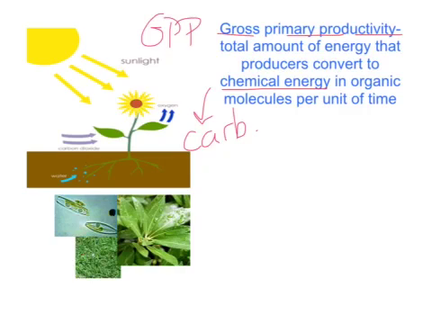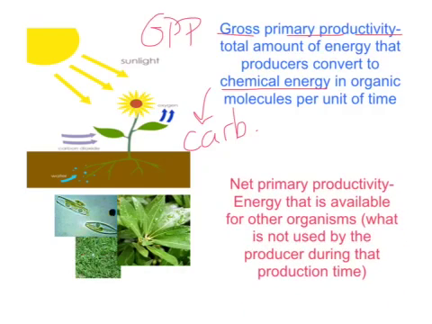Our net primary productivity is going to be the energy that is available for the other organisms. Basically, it's what the producer didn't use, but it has to be during that same production time. So during the same time that they are harnessing the energy and converting it to the chemical energy in the organic molecules, the net primary productivity is the energy that would be available for other organisms, because the initial producer was not using it. Very similar to a paycheck. You have your gross income versus your net income.